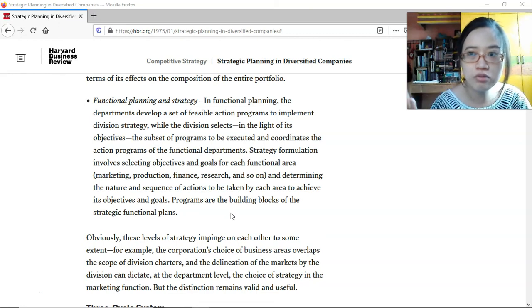So, ano yung magiging focus nitong bawat division na to? Bawat functional area na to. Tapos, ano yung mga actions na gagawin nila? Kumbaga, parang programs or projects.